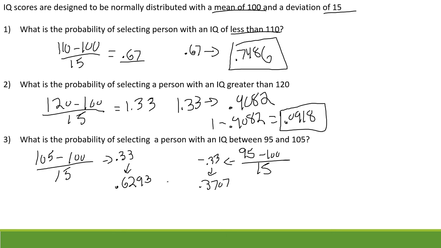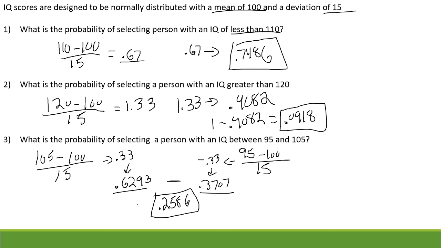0.3707. And then we just subtract these two values. So this value minus that value will give us the value of being between 95 and 105. So 0.6293 minus 0.3707, we get 0.2586. So about a 26% chance, or instead of a chance, you could say that 26% of the population has an IQ of between 95 and 105.